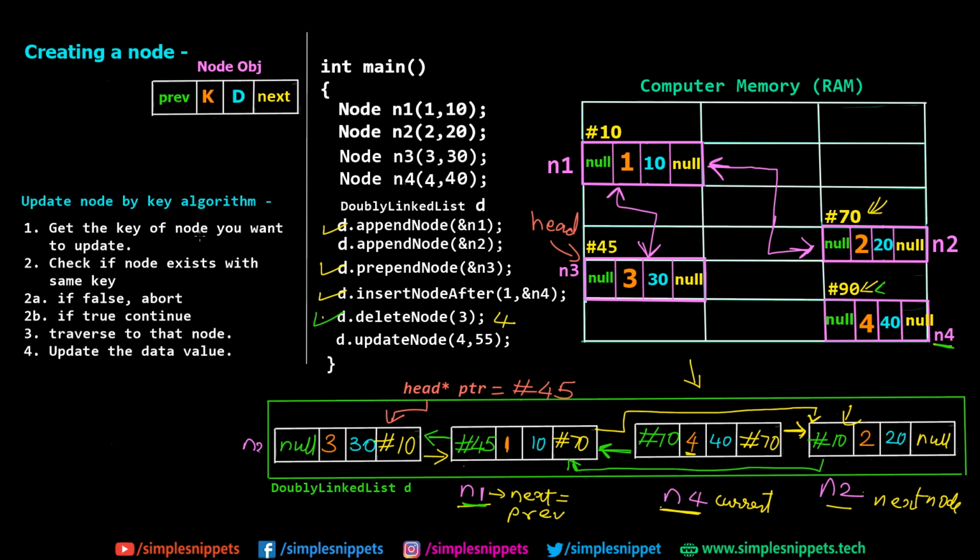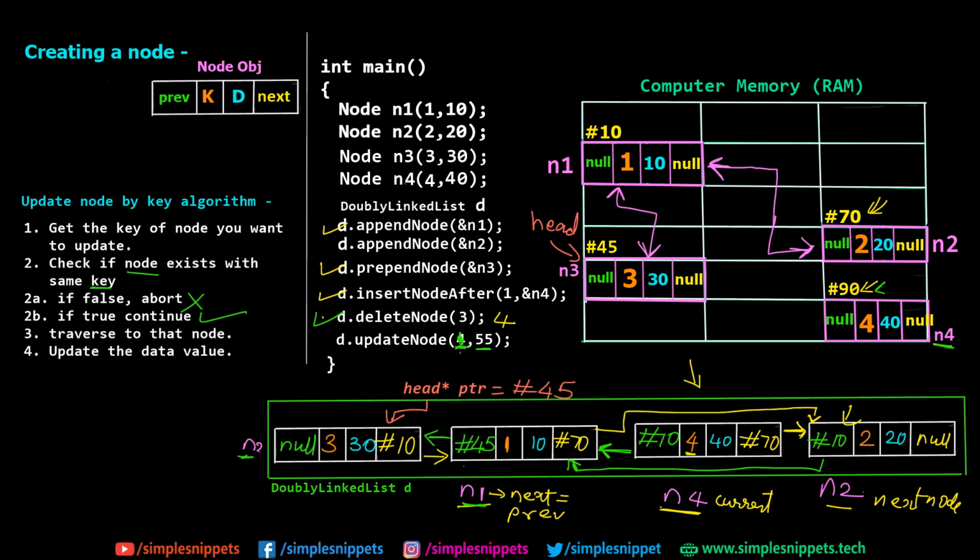Now the update node algorithm is very easy. We just need the key of the node and the new value to be updated. Here you can see we are passing 4 and the new value. We take the key of the node you want to update and check whether a node exists with that particular key. If false, then you have to abort. If true, you continue, and that means you have to traverse to that node. Right now we are passing 4, so we go from N2 because N2 is the head, to N1, then from N1 to N4.